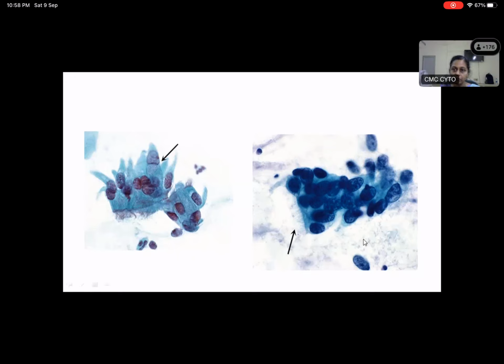Anyone? Cilia, terminal plate, cilia. So these are actually cilia. Are they normally seen in endocervical cells, cilia? No. So what do you think this is? Tubal metaplasia. Metaplasia. Excellent. So this is tubal metaplasia.